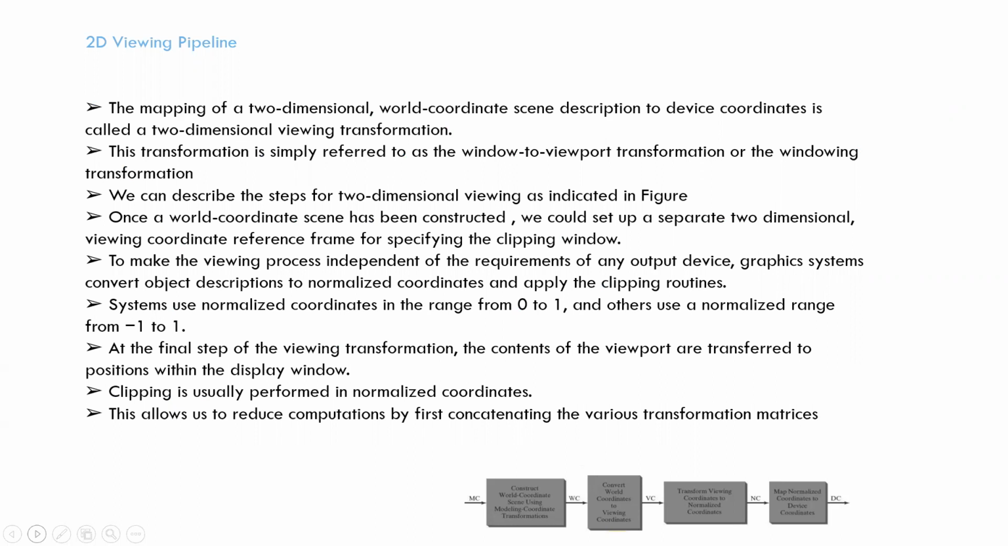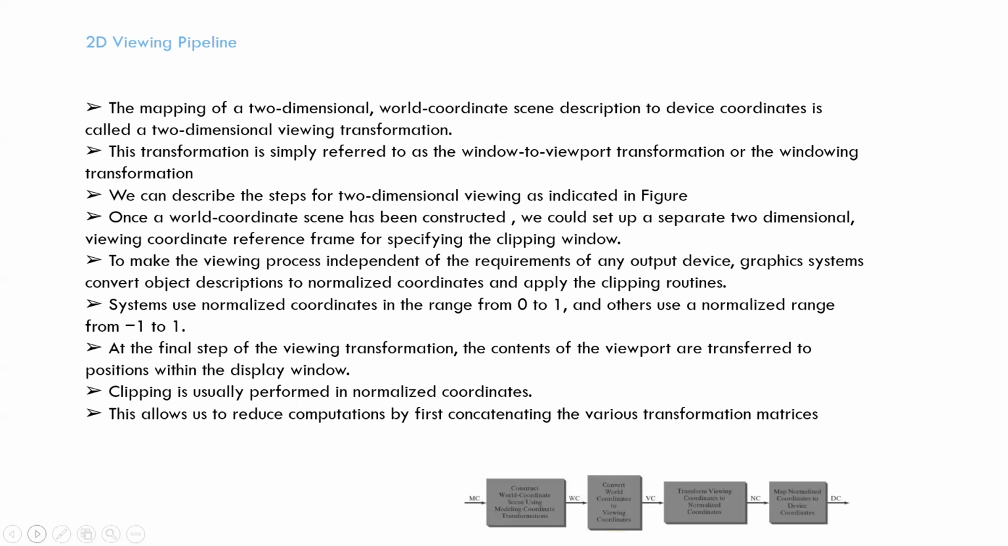Once a world coordinate scene has been constructed, we could set up a separate two-dimensional viewing coordinate reference frame for specifying the clipping window. To make the viewing process independent of the requirements of any output device, the graphics system converts object descriptions to normalized coordinates and then applies the clipping routines.